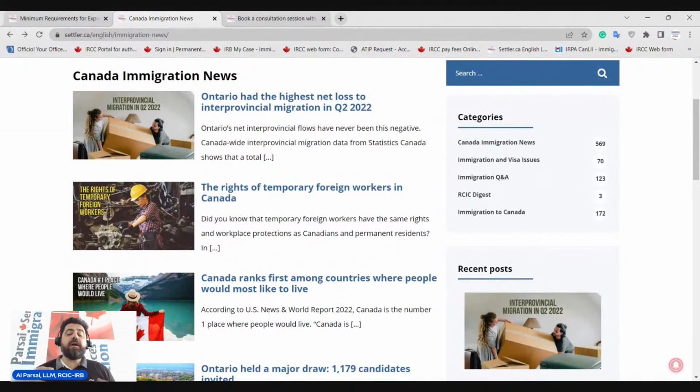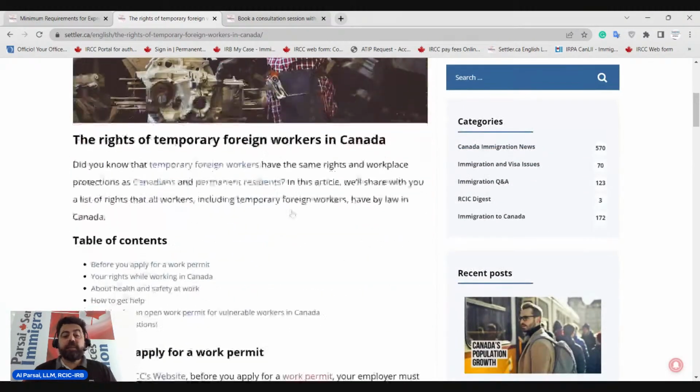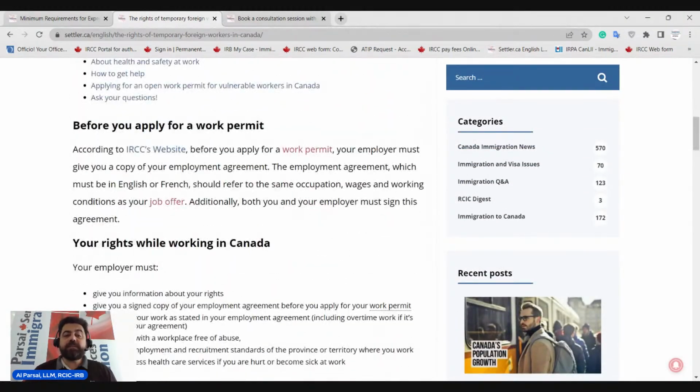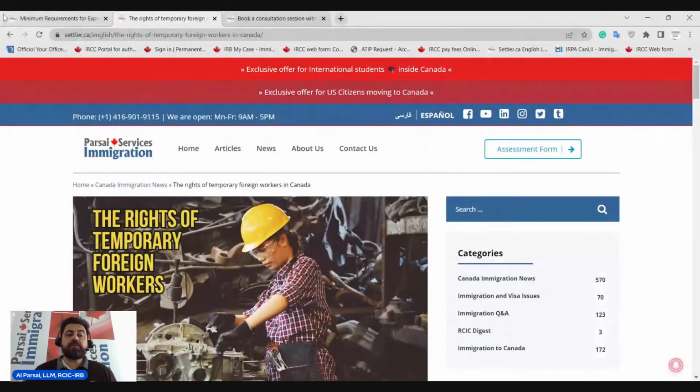If you are being hired by a Canadian employer, remember that even if you are a foreign national and you are a temporary foreign worker, you still have rights. And in this article on our news site, and by the way, I will post these links below my YouTube video later after we're done with this session. Know your rights. And we have tried to give you links to different websites that offer you information about your rights as a temporary foreign worker.